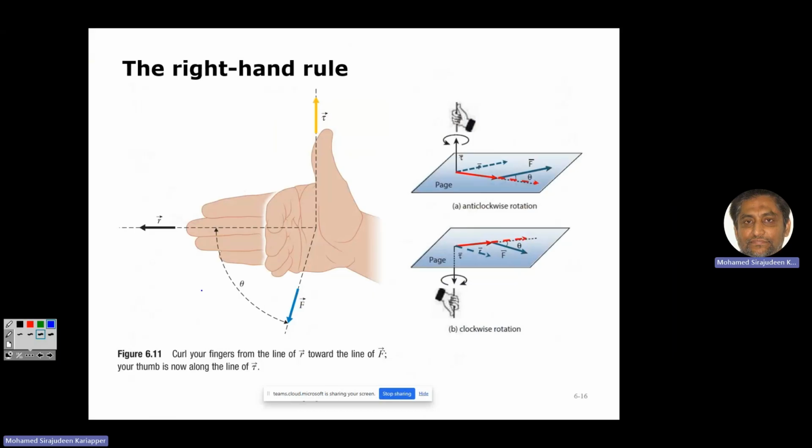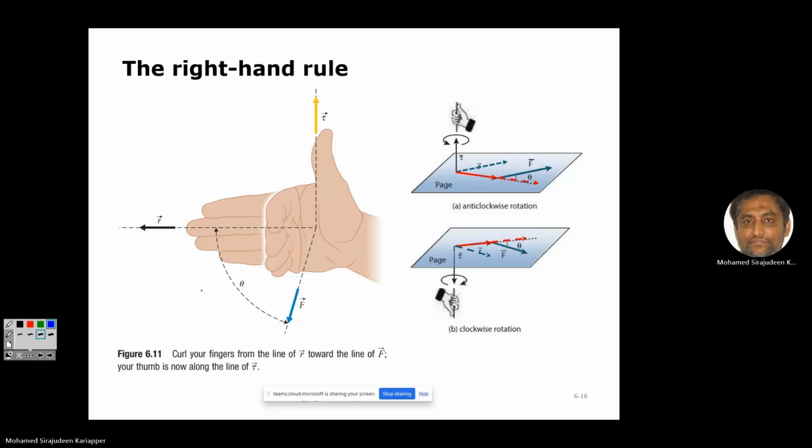Now suppose the force is like this, not like that, like this. Then F will be to the right of R. Then if you keep it like this, can you curl? It is a long angle. So you have to keep it like this. If you keep it like this, there's no way anyway. So you have to keep it like this. Then you can curl. The thumb is pointing down. So I hope this picture explains everything.